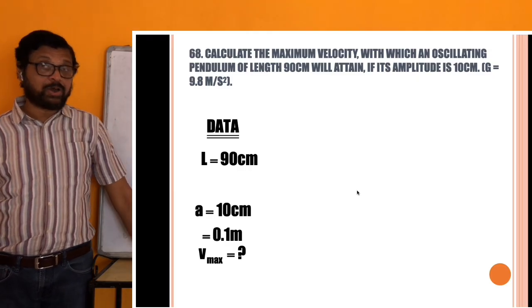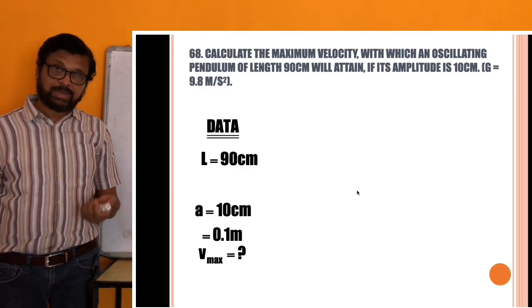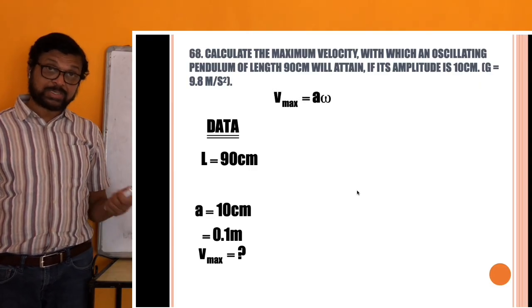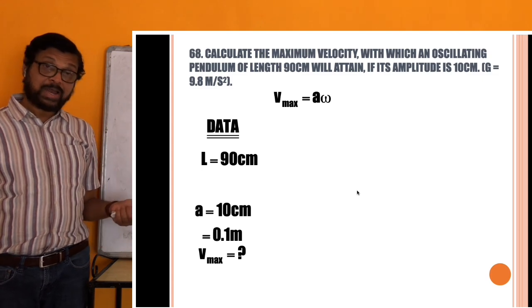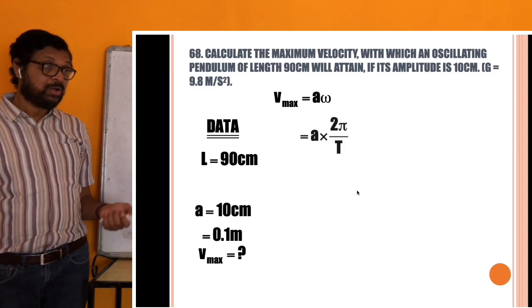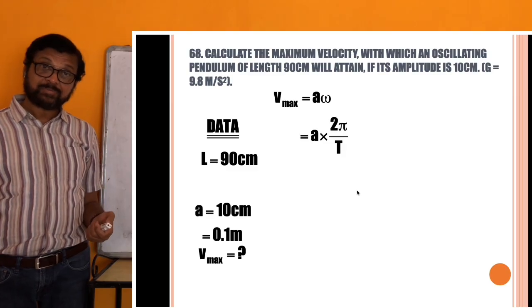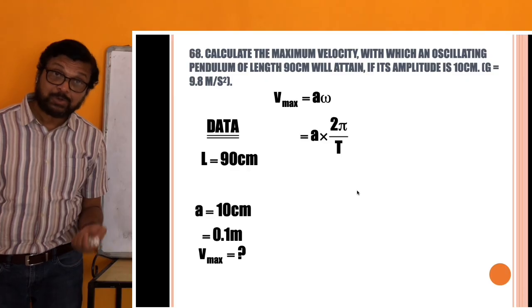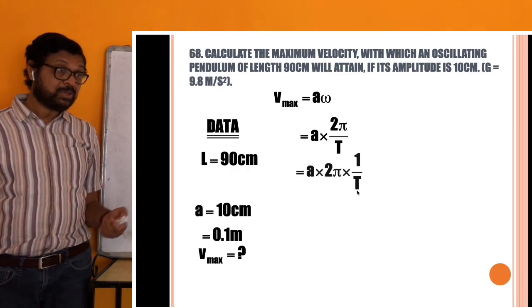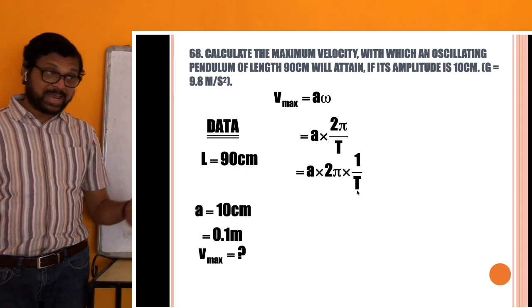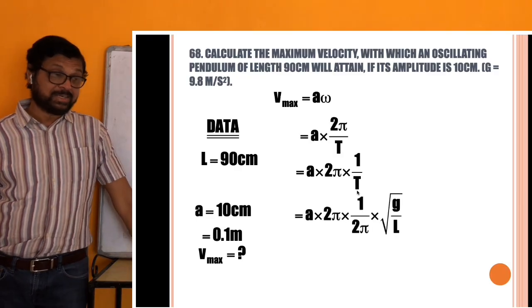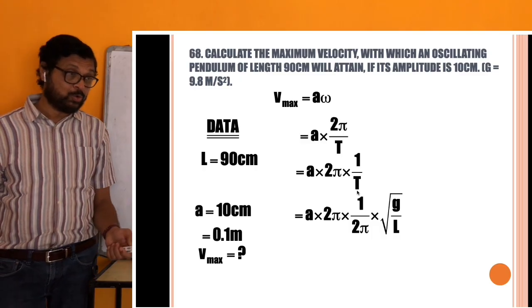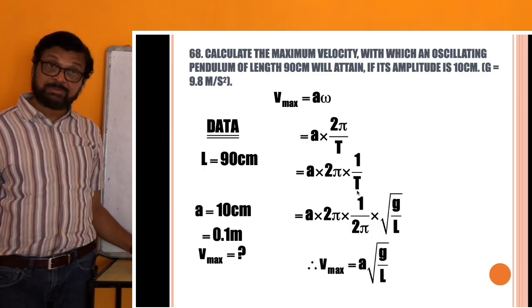Now what is the formula for maximum velocity? Very well you know, that is A omega. A is given, so first you'll have to find out omega. And what is omega? Omega is 2 pi by T, right? And for a simple pendulum, what is the formula for T? 2 pi under root L by G. So it is 2 pi into 1 by T, that is reciprocal of periodic time, 1 upon 2 pi under root G by L. So solving this you get A under root G by L.